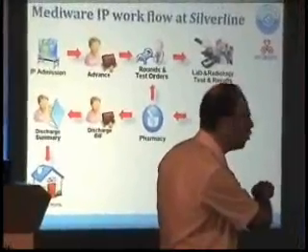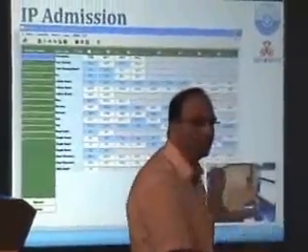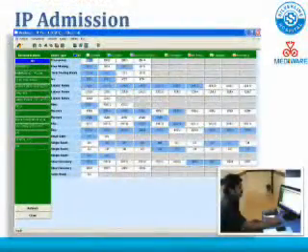Just in real life, how this happens is, I'll share this with you. This is our IP billing, so we send the patient up to the second floor where they get admitted and the advance is taken and so forth. And this is how the bed allotment takes place, the AC rooms, non-AC rooms, wards, ICU, all that.